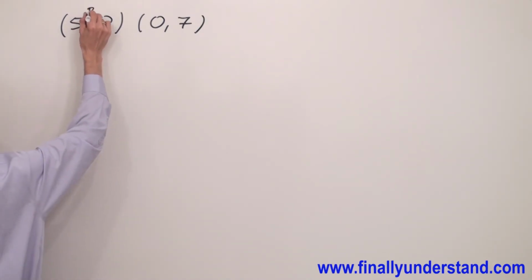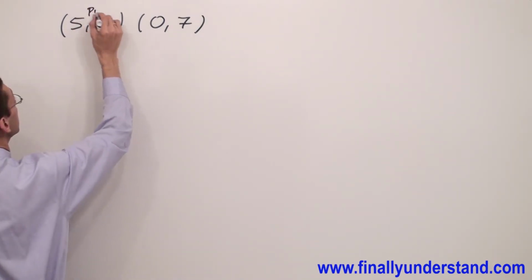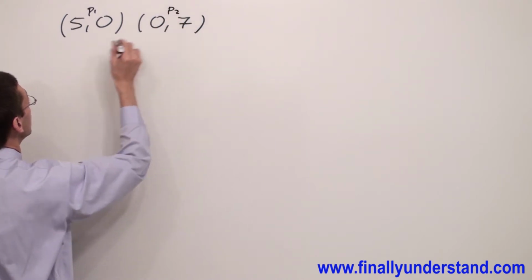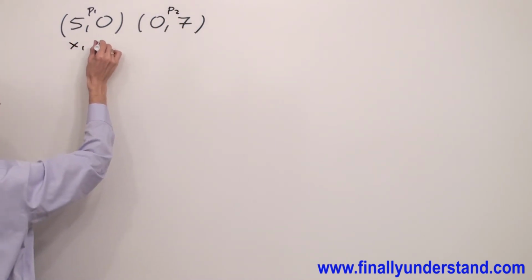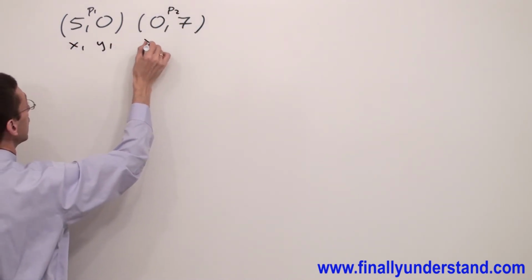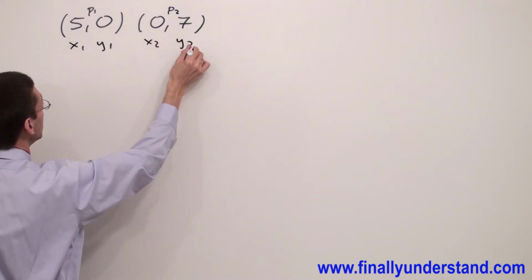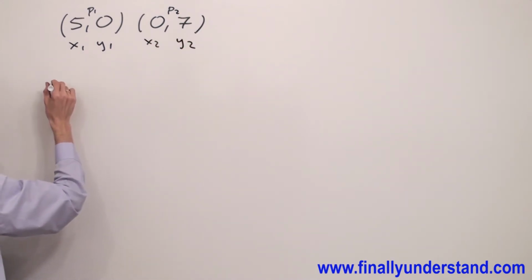We have 2 points given again. We're supposed to find slope first. This is my point 1 and this is my point 2. This is my x1, y1, x2, y2. We have to find slope first.